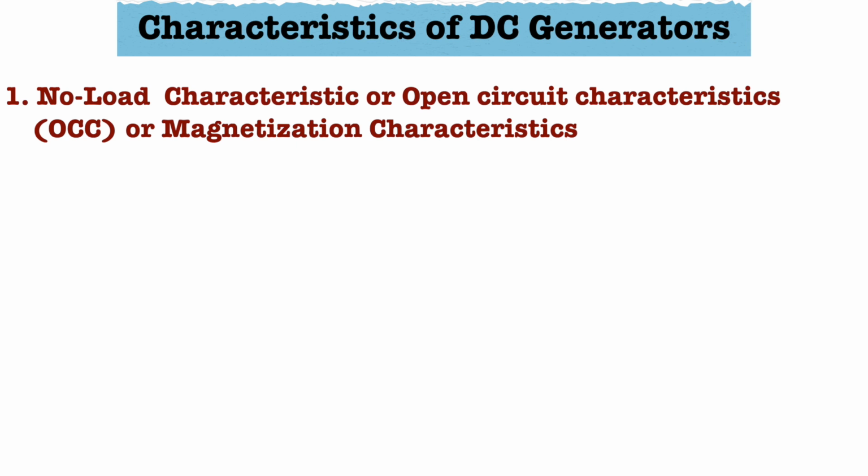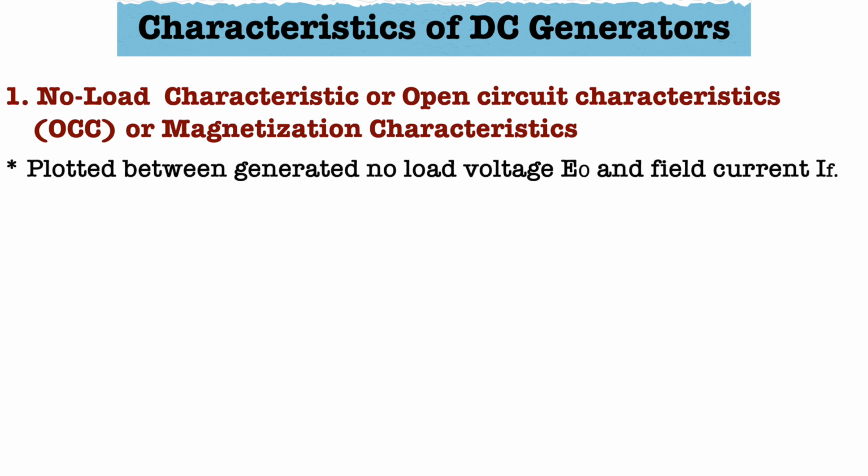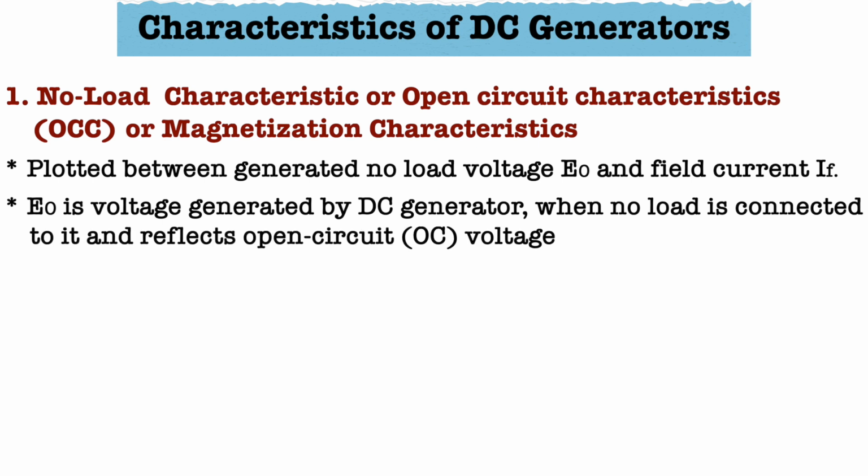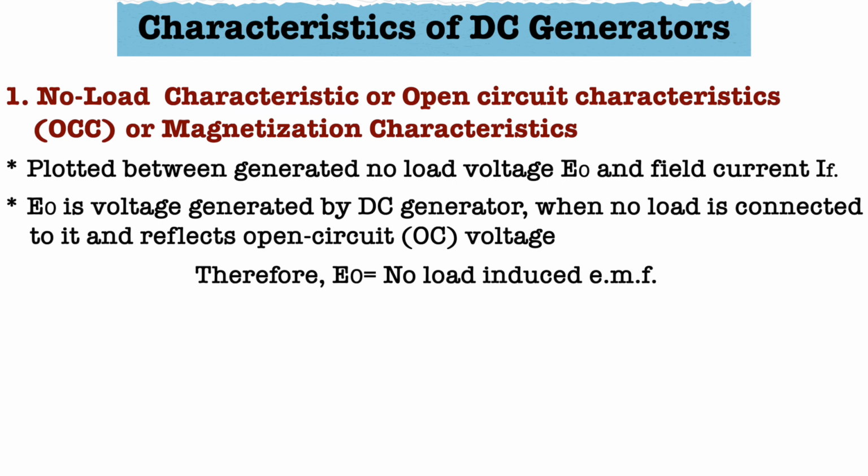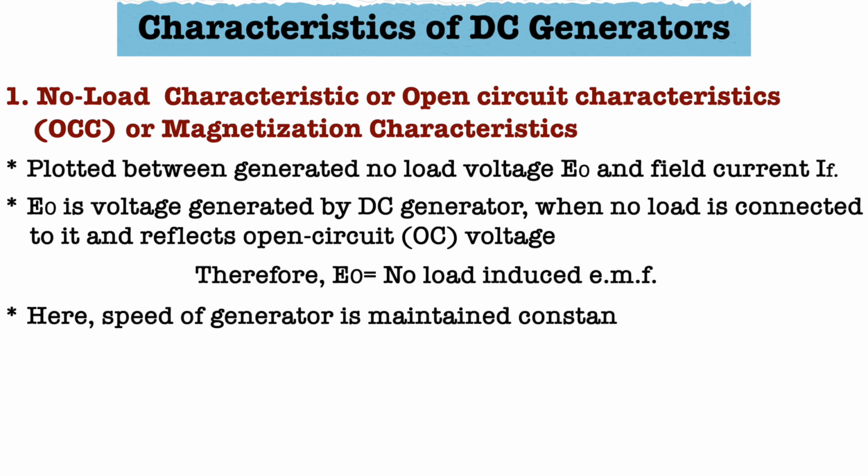This characteristic is plotted between the generated no load voltage E0 and field current IF. So, E0 is the voltage generated by the DC generator when no load is connected to it and reflects the open circuit voltage. Here the speed of the generator is maintained constant while plotting the characteristic.